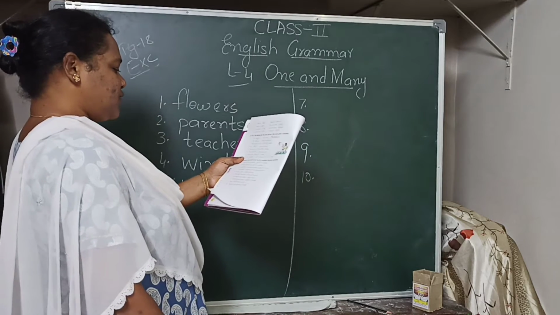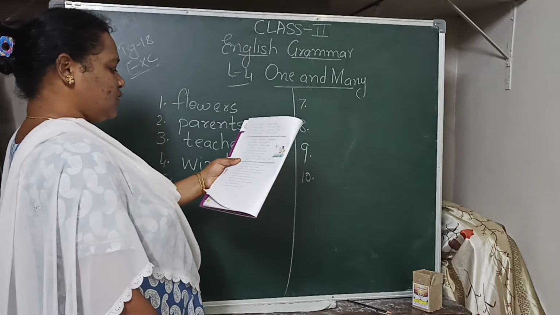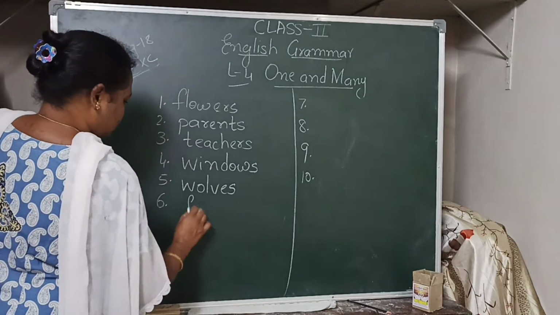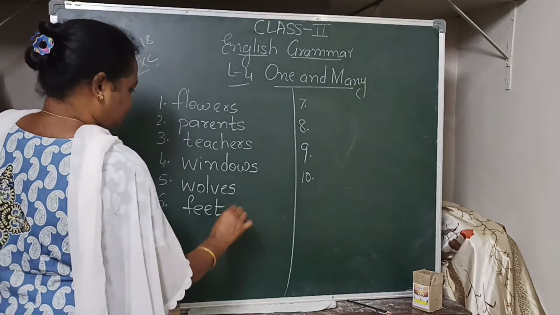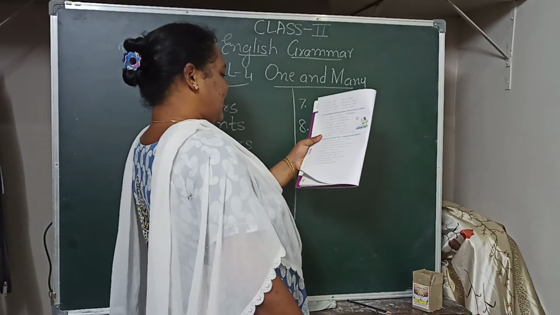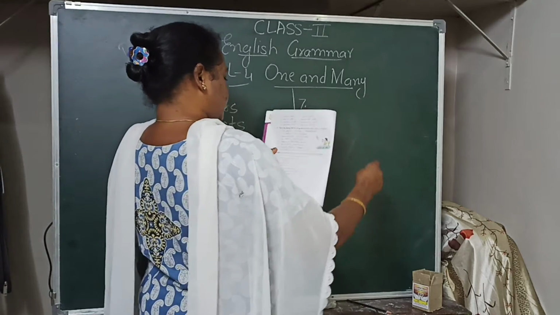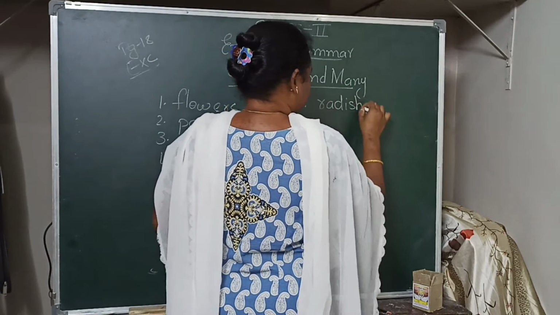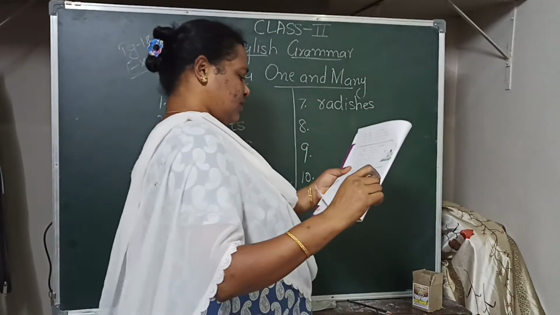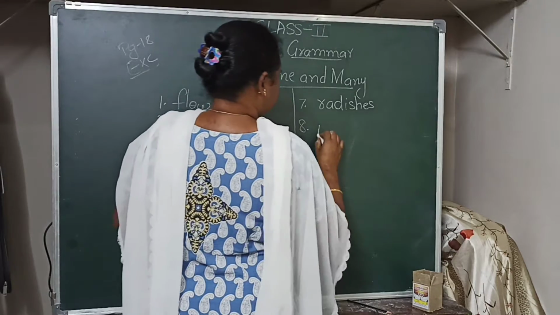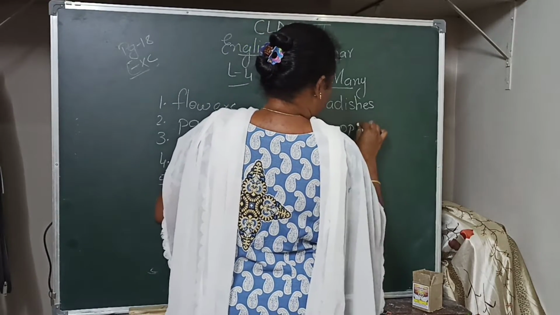Their foots or feet were muddy after the walk. What is the plural form of foot? Feet, right? Then seventh one, the rabbit had radishes to eat. So the spelling of radish is this. Then eighth one, there are many puppies on this street. Puppies, P-U-P-P-I-E-S.